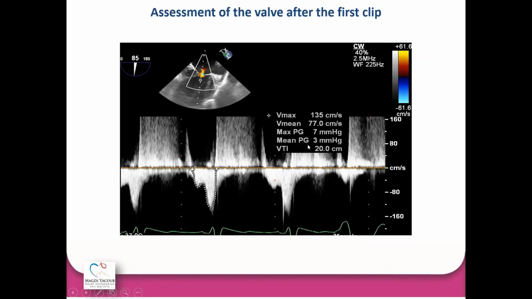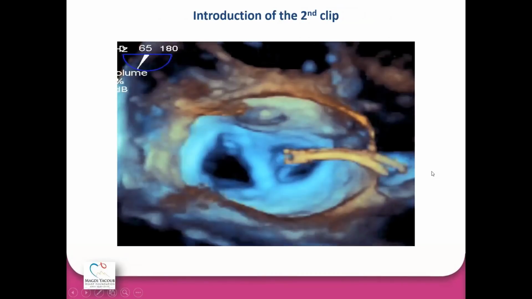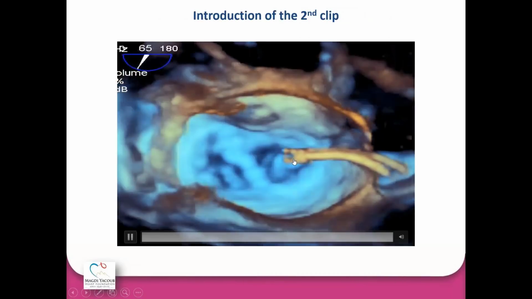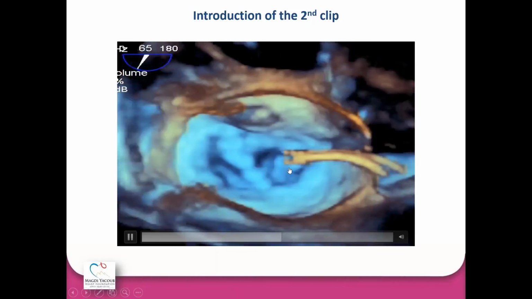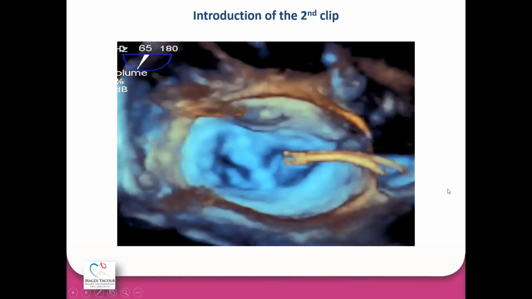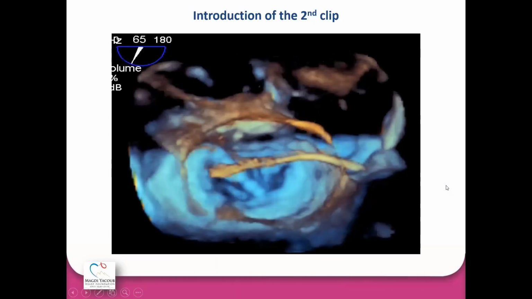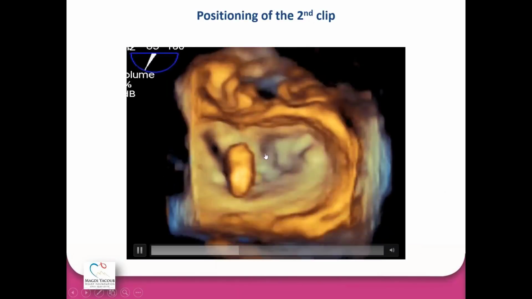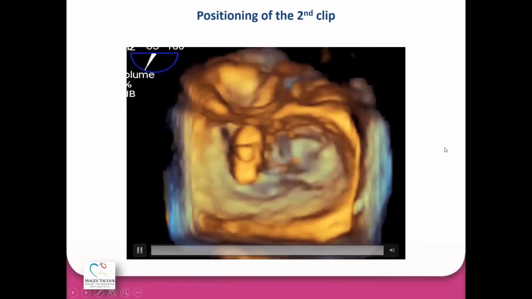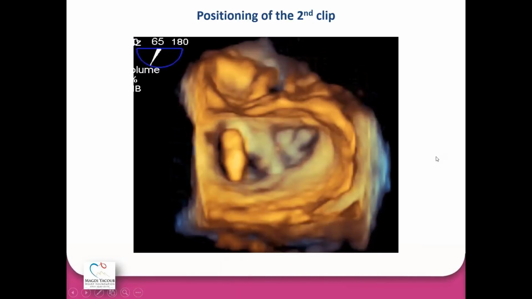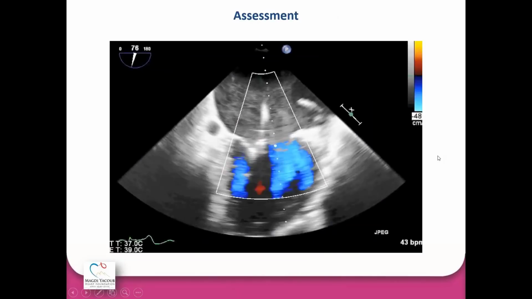As we said, we shouldn't have a gradient of 5 millimeters of mercury or more. So that patient had 3 millimeters of mercury and significant mitral regurgitation remaining. We decided to put another clip just lateral to the first one. With the guide catheter still in place, now the mitral valve became double orifice. Left atrial view, we decided to insert another clip into the left atrium. Again, perpendicularity and positioning the same way we did for the first clip.